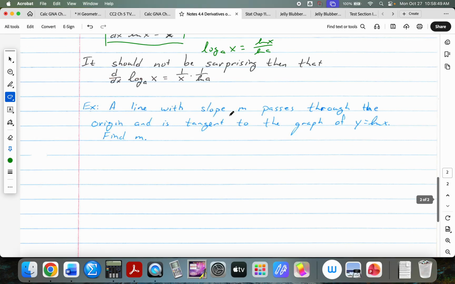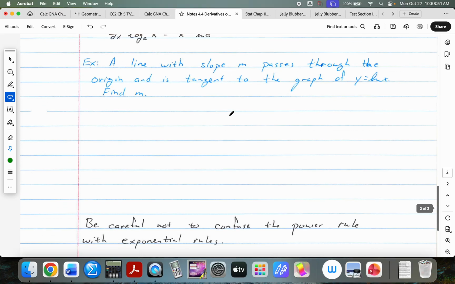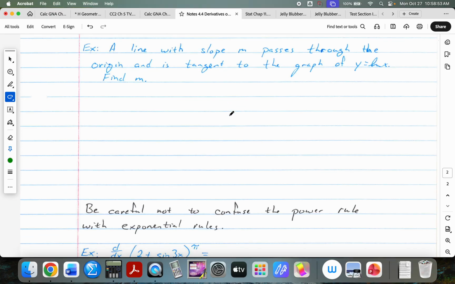So let's look at an example of that. A line with slope m passes through the origin and is tangent to the graph of y equals natural log of x. Find m. This is a problem that one like this showed up on the AP exam several years ago, and students didn't do great with it. So now it's in a lot of calculus textbooks.